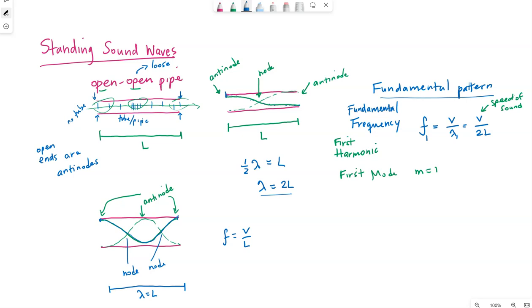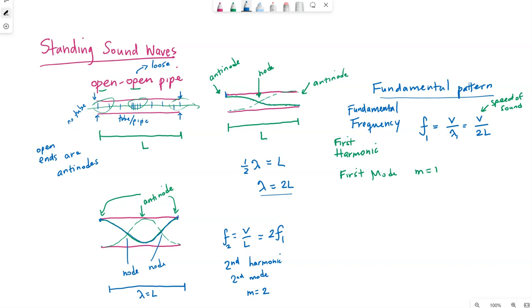This is twice that fundamental frequency. This is considered then the second harmonic or second mode, meaning a mode number or harmonic number, M equals 2.